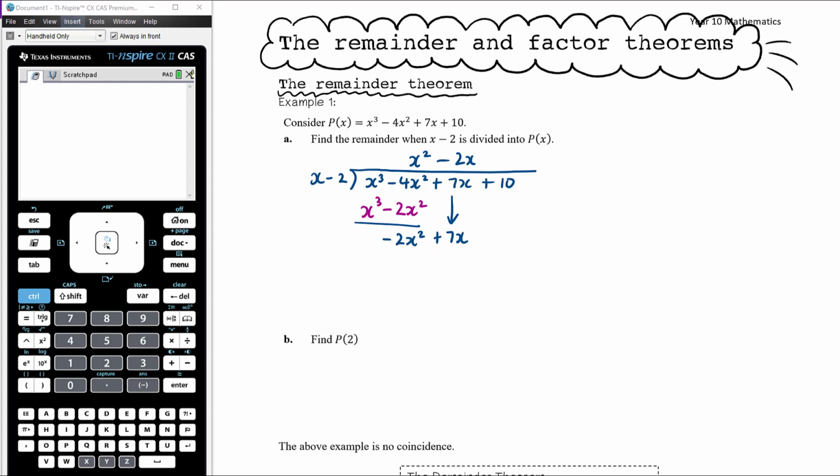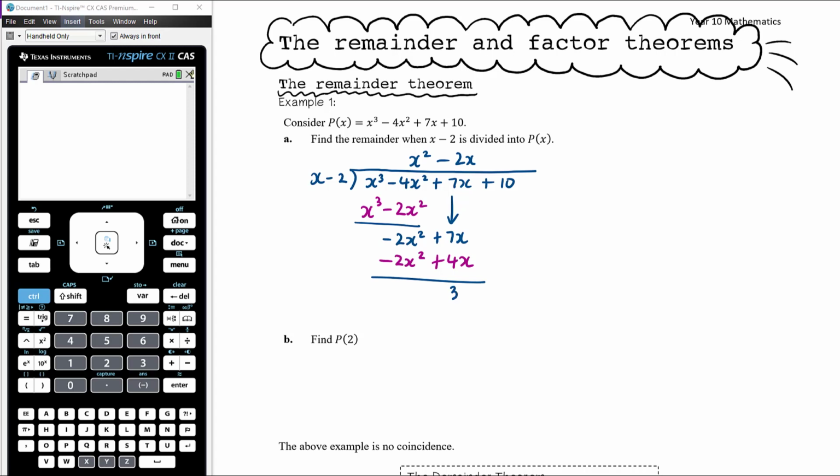Then once I've got negative 2x there, I'm going to multiply it by x minus 2, and I'm going to write it down under here. That's going to give me negative 2x squared plus 4x. Alright, and then we're going to subtract and then we're going to repeat. So negative 2x squared minus 2x squared, they make 0. That's the whole point. That's how we designed it.